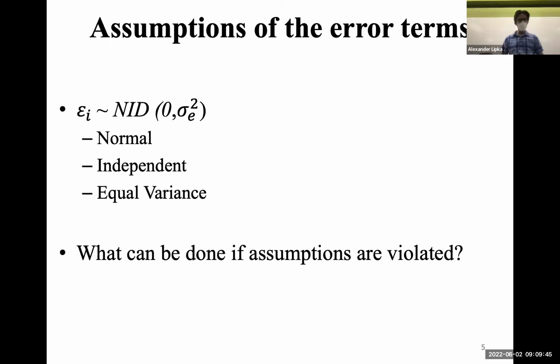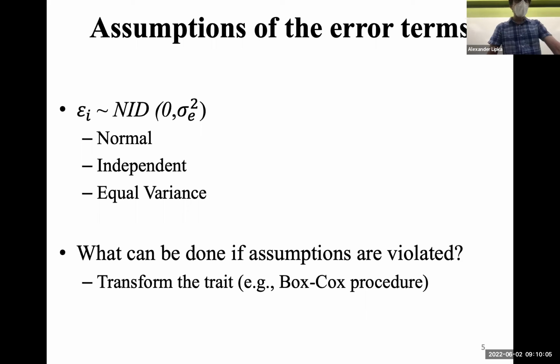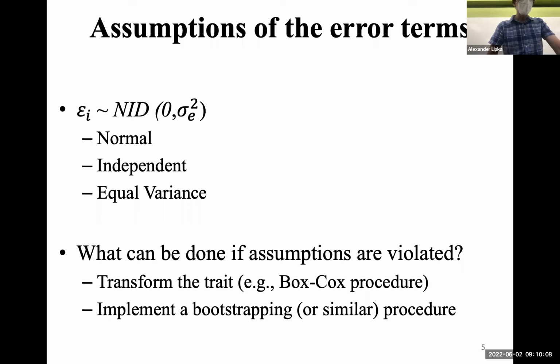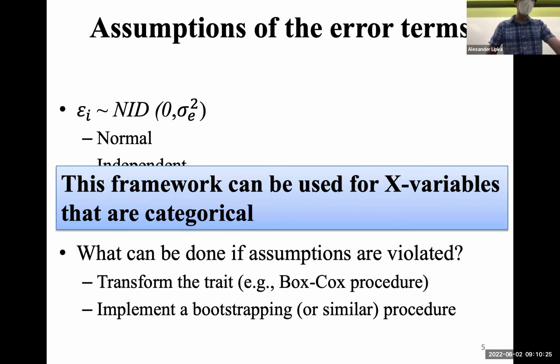So what can be done if these assumptions are violated? For those of you who have taken my classes before, and that's only one in this room, you will know that we always want to diagnose our data set to see if our assumptions are met. If they are violated, we can transform the trait, refit the model, and see if the assumptions are met. Or we can implement a bootstrapping procedure that empirically helps us obtain distributions of our test statistics under our null hypotheses.